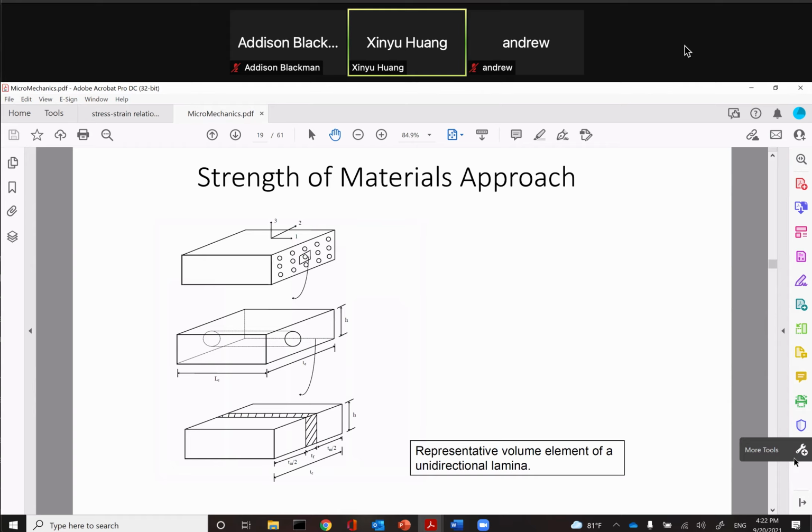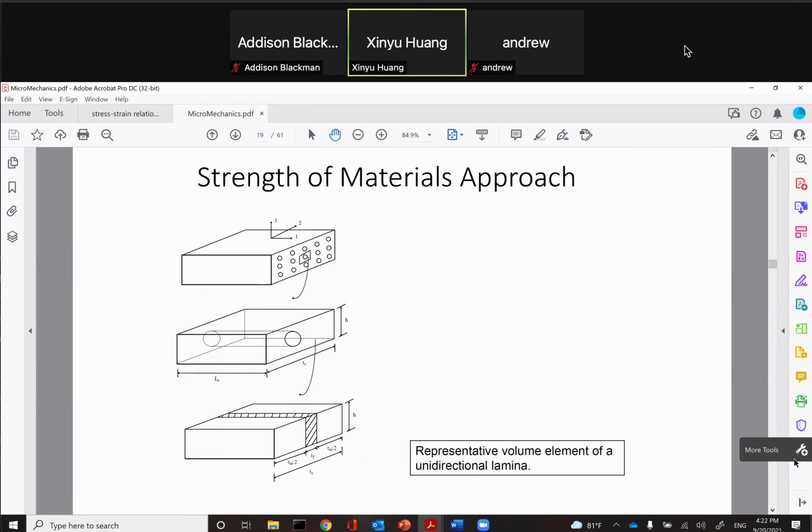Here is another approach, the strength of materials approach. It's an idealization, a simplification. Let's say you want to estimate the property of this composite layer. You identify repeating units. You carve out a little bit of this volume. You can call this a building brick. Everything can be built by stacking these together, right? These are building blocks. We call that the representative volume element, or some people call it RVE.